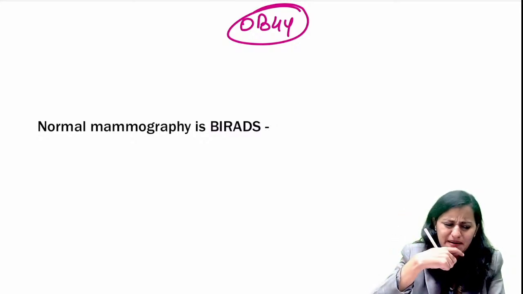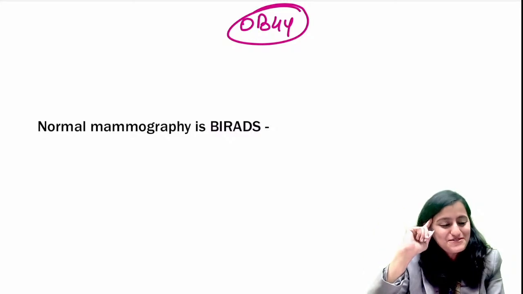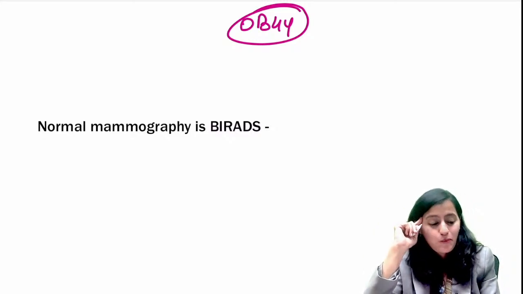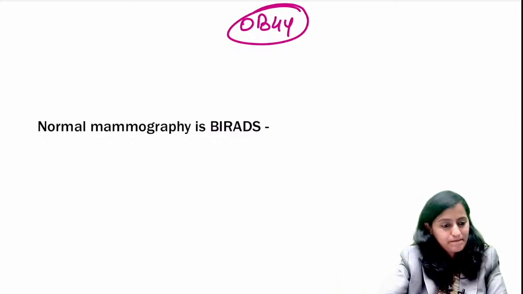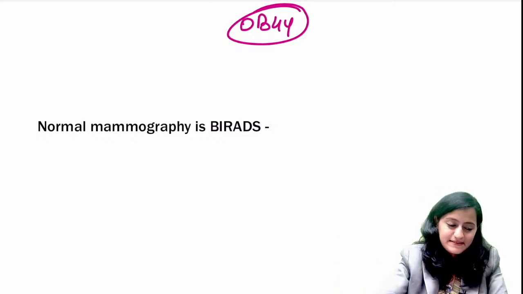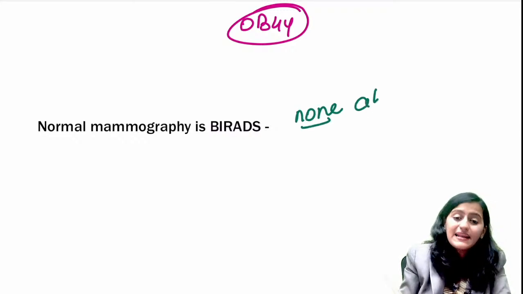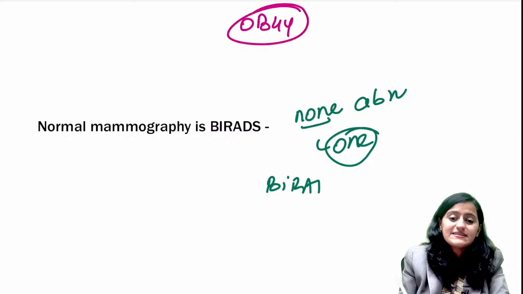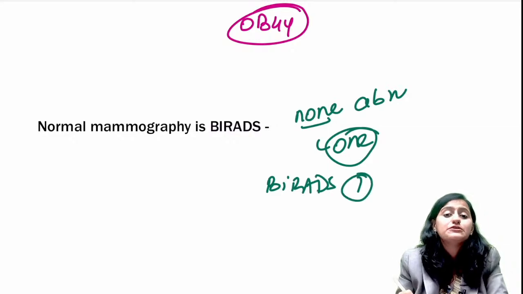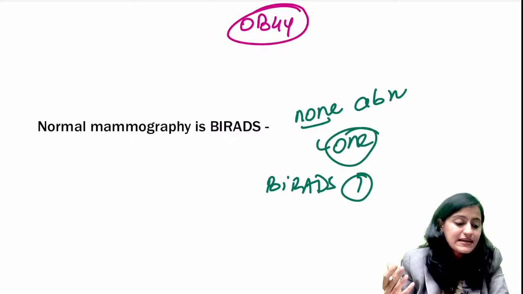Normal mammography is by BIRADS. 0, 1, 2, 5. These are the options that you have. Right, very good. Remember, normal means none, abnormal none is 1 here in BIRADS. It is BIRADS 1, not BIRADS 0. 0 means inadequate study, right? Incomplete study, inadequate study. We need further imaging, okay?